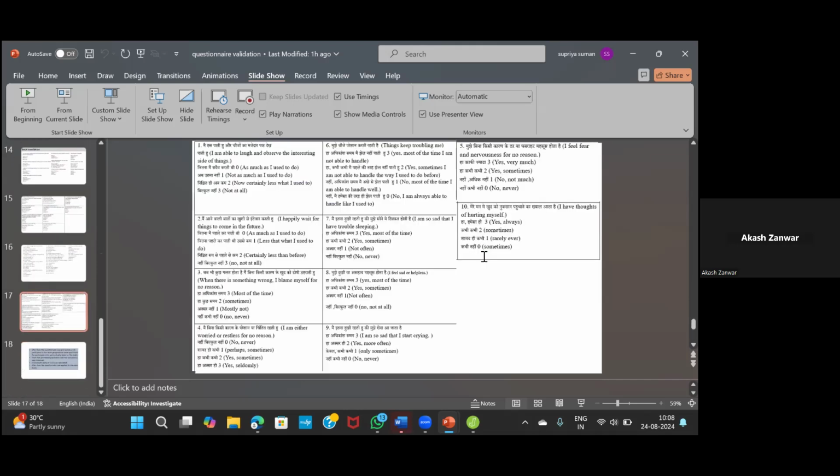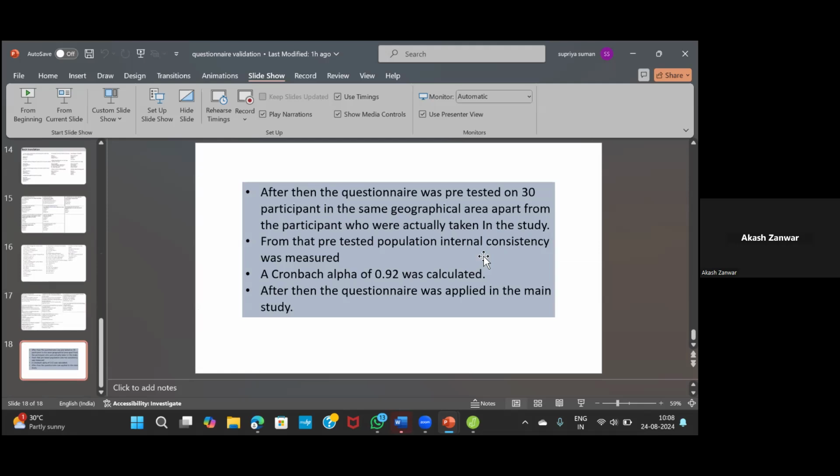So after analysis, the meanings of the questions did not vary from the main questionnaire, so I applied this questionnaire to 30 people for pre-testing in the same geographical area, apart from the participants who were actually taken in the study. So in this pre-testing, I faced a problem.